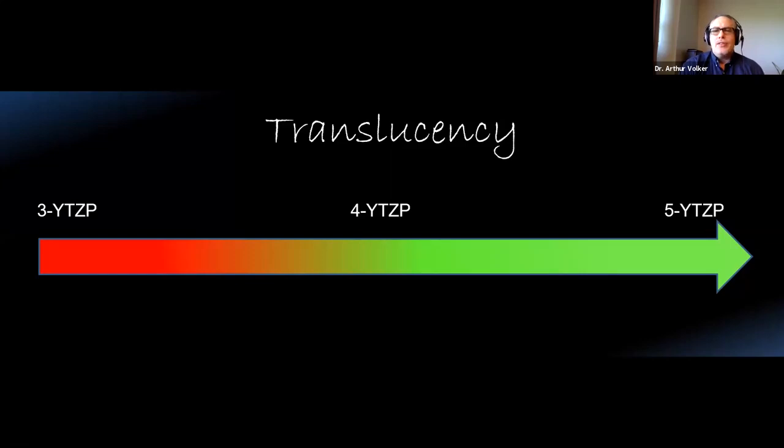But I do want to tell you that you're going to see a lot of advertising, and it happened earlier this year, where a lot of companies were promoting, we have 3Y-TZP, we have 5, we have 4, and like, what the heck is all of this? Well, when zirconia first came out, it was always advertised as something they called 3Y-TZP zirconia, and it was touted because it was really strong.